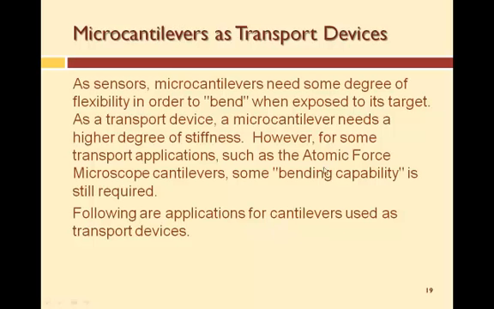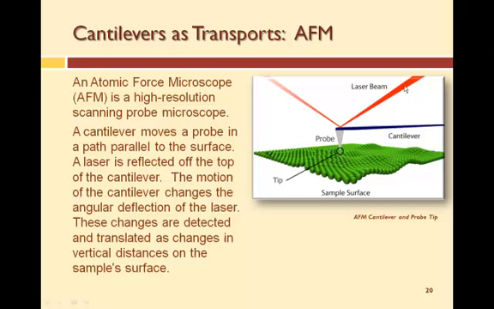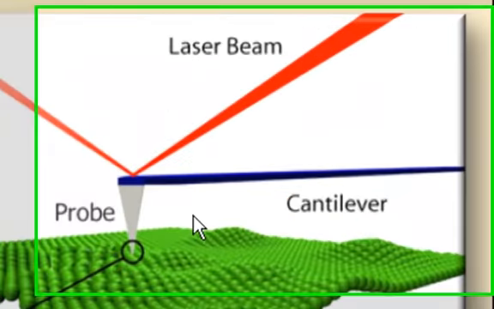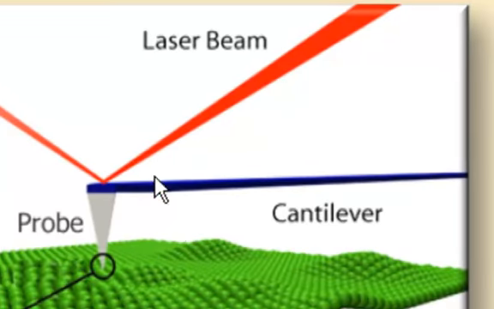And as we mentioned, we use them in atomic force microscopes. So we actually activate the atomic force microscope cantilever to move up and down as it goes across the surface and keeps a constant distance above the surface. Okay? So some examples of a transport device would be the atomic force microscope. Here we have a cantilever with a probe tip on the end. It's usually very, very sharp.